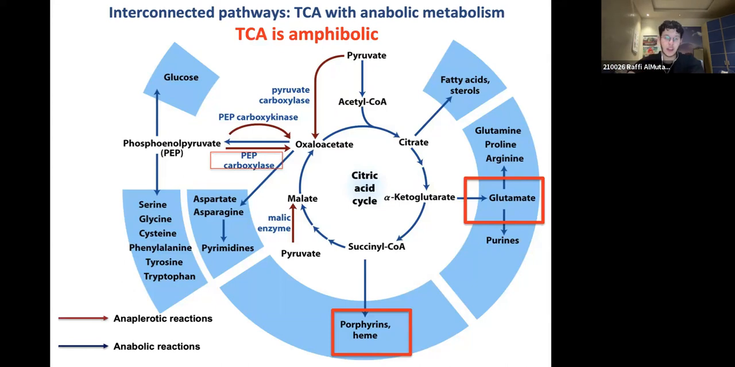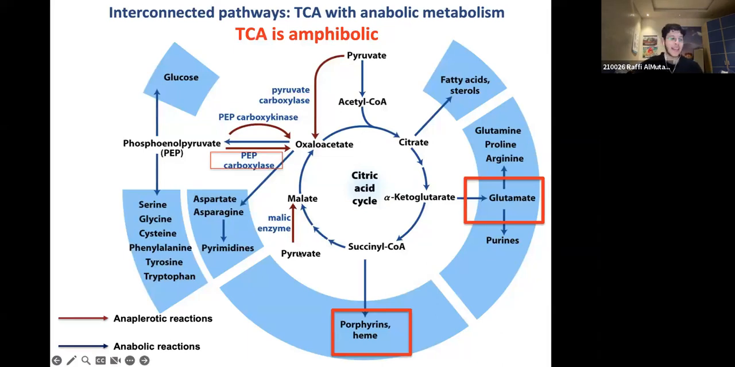Here we are making the electron carriers, which are NADH and FADH2. We're breaking things here as well. We're breaking acetyl-CoA down to make something. That's catabolism. And then interconnection, for example, as you can see here, alpha-ketoglutarate is related to glutamate. Succinyl-CoA is related to porphyrins and heme. Oxaloacetate is related to pyrimidine synthesis. So this is the idea of amphibolic reactions. Basically, we have making of the electron carriers, breaking of acetyl-CoA, and interconnection with a bunch of other reactions.